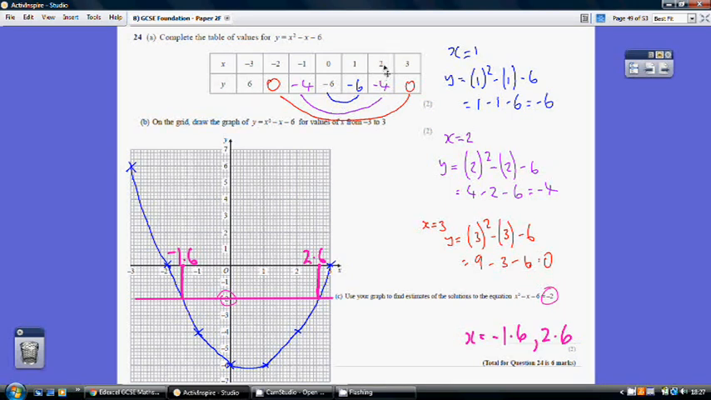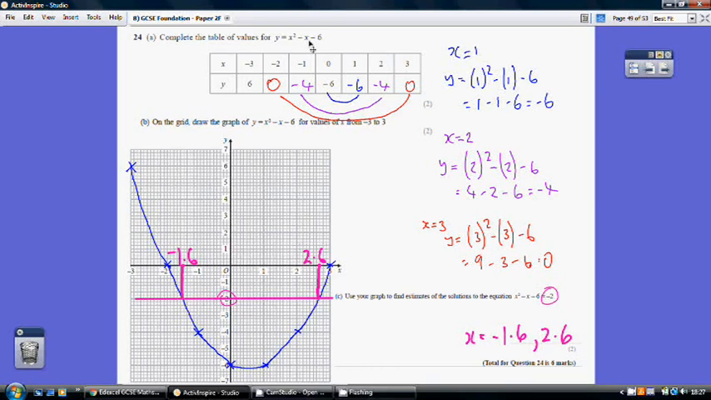Now when x is 2, let's go and work out the y value. So y is going to be 2 squared, take away 2, take away 6, which is 4, take away 2, take away 6, which is minus 4. So when x is 2, y is minus 4. And again, because of the ripple effect, that means that over here, when x is minus 1, y must also be minus 4.